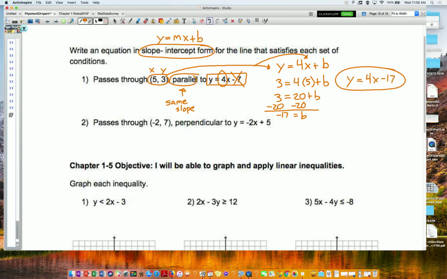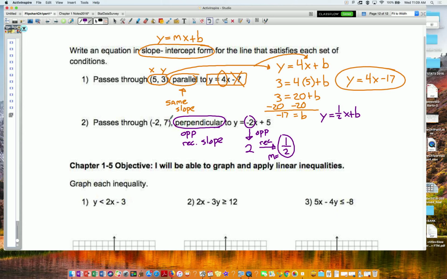Okay. All right, so number 2 is the same process, except you're now told perpendicular. So here we have perpendicular, which means opposite reciprocal slopes. So what does it mean to be opposite and reciprocal? So here's my slope, negative 2. To do the opposite, I change the sign, so it becomes positive 2. To do the reciprocal, I flip the fraction, 1/2. So that's the slope I'm going to use for my equation. So that's what the m is going to equal. So my equation starts off by saying y equals 1/2 x plus b.